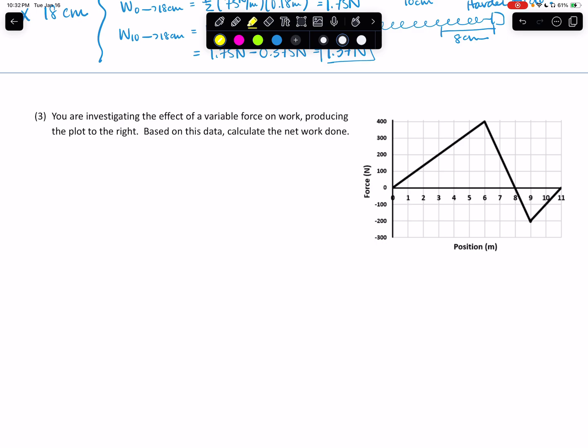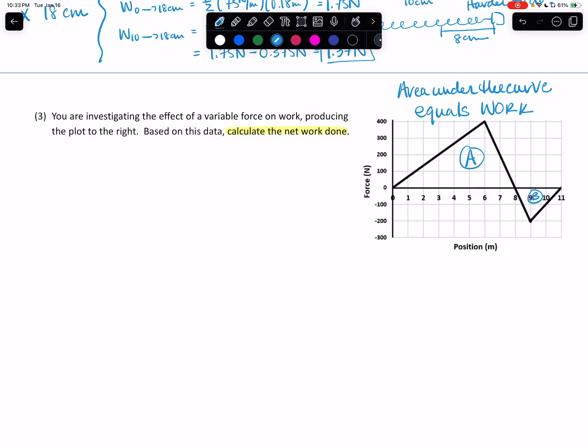Right here, we're investigating the effect of a variable force on work, producing this plot. Based on the data, calculate the work done. All right, so here we have a plot. We haven't been given a lot of numbers, but we remember from our lab that the area under the curve equals work. All right, so what we're going to do is look at these two different triangles and calculate the area of each of them. We have this triangle and then we have this little triangle.